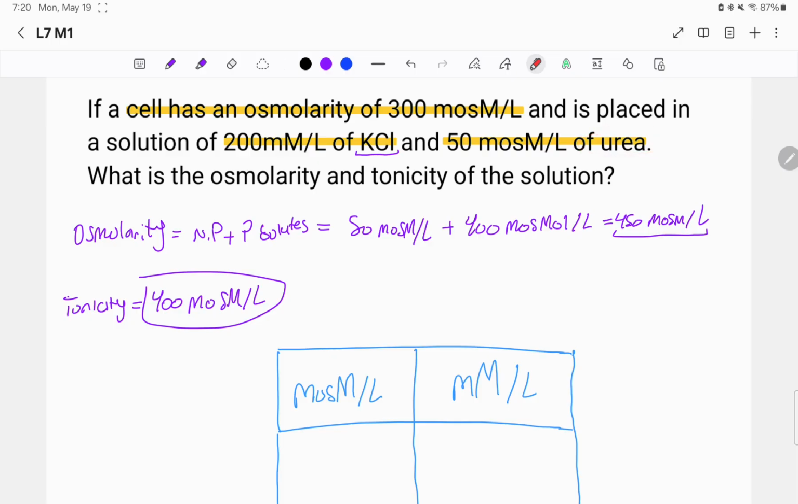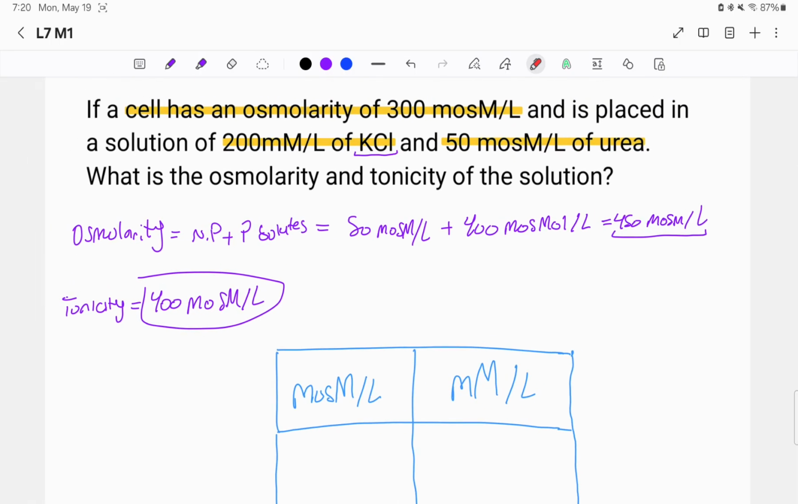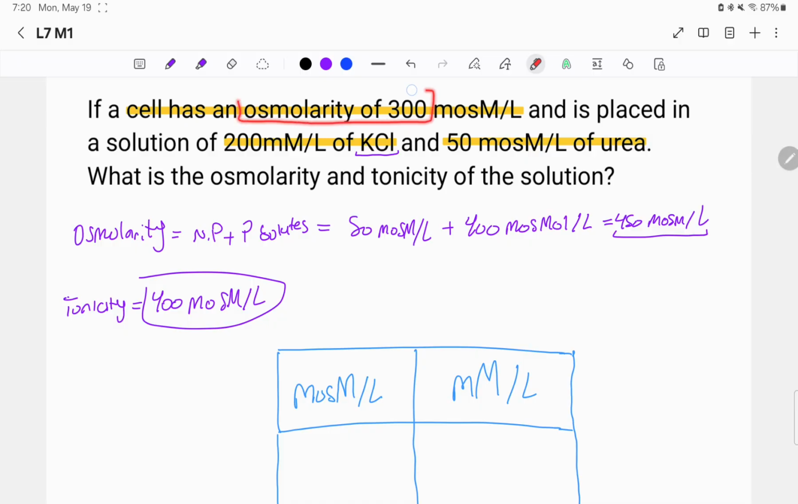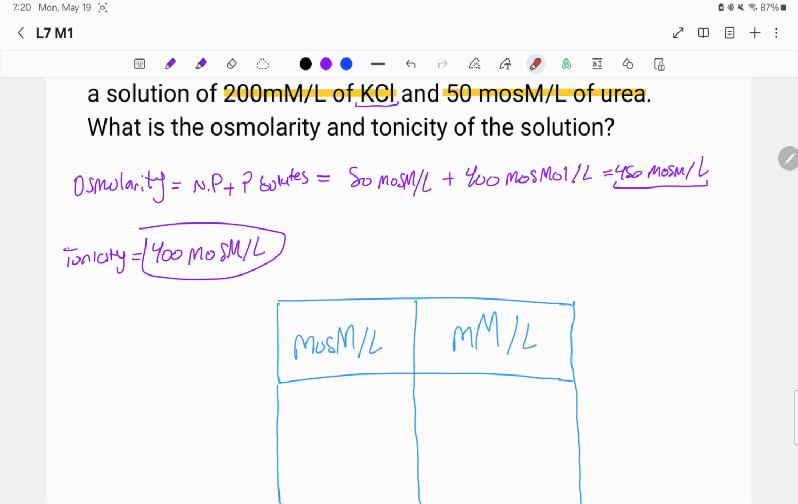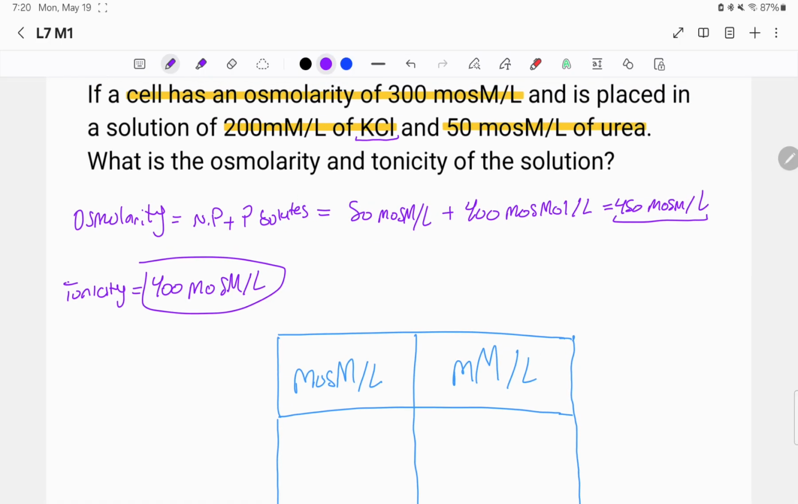Okay, that's great. Now, we know that the cell has an osmolarity of 300 milliosmoles. What are the words that we can use to describe the environment as it relates to the cell? Well, we know that the outside is 400 milliosmoles per liter, and we know that inside of the cell is normally about 300 in tonicity. So, we can say that the outside of the cell, or the solution, is hypertonic.